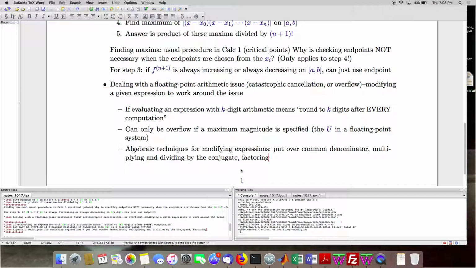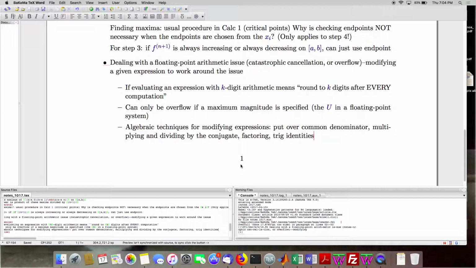Number one, just because it came up in an example I did in class: trig identities. I will not put you in a position of having to spend time studying for this test memorizing a list of trig identities. If something like that comes up, I will provide appropriate information. But these are the kind of things you can do to rework an expression.